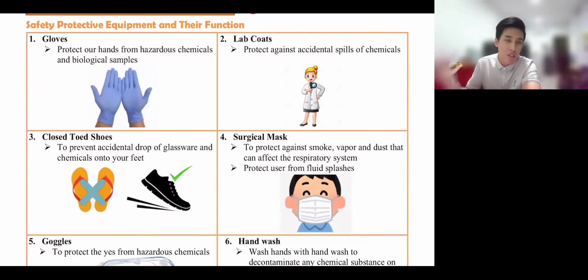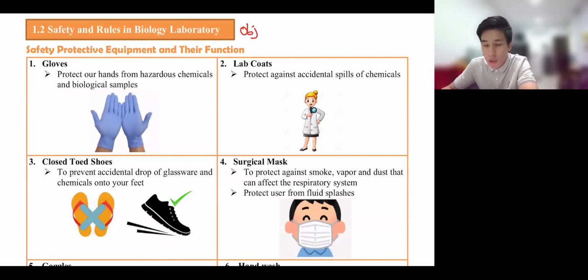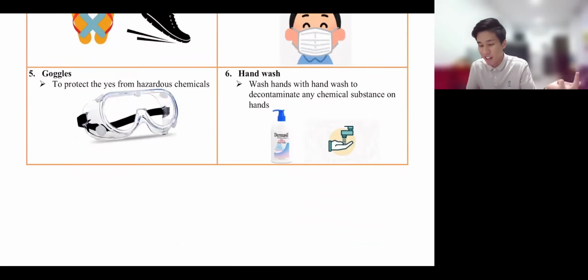Like for example, safety protective equipment. So when you go to your science lab or whatever, physics, bio lab, what should you wear? You should wear gloves, you must wear a lab coat, which actually in school you also don't do this, right? So you learn for fun only, right?